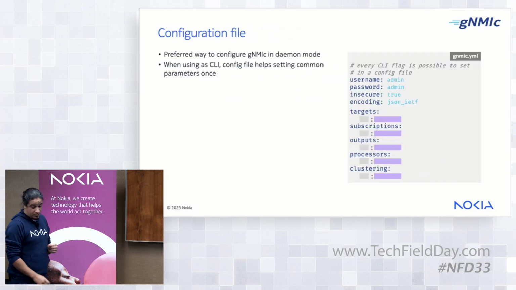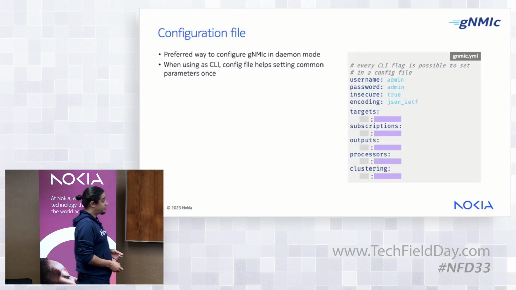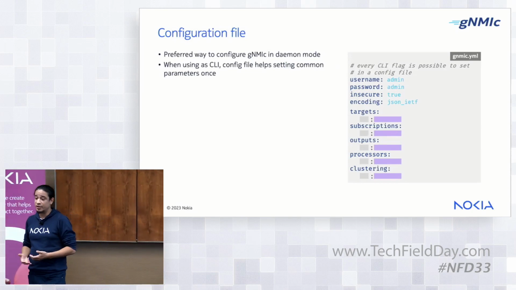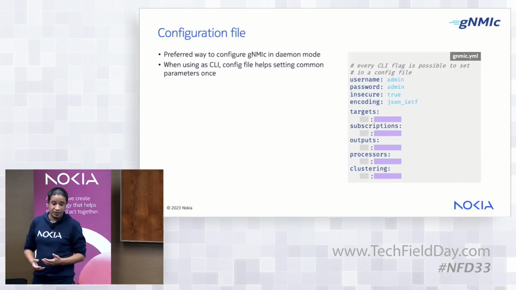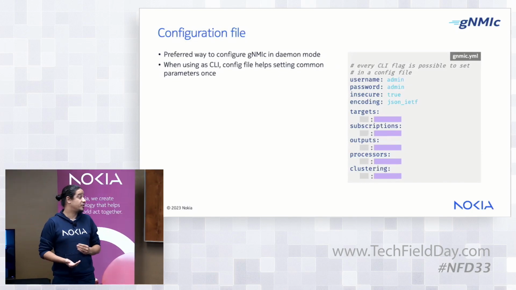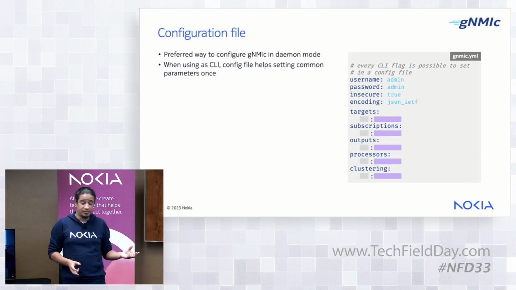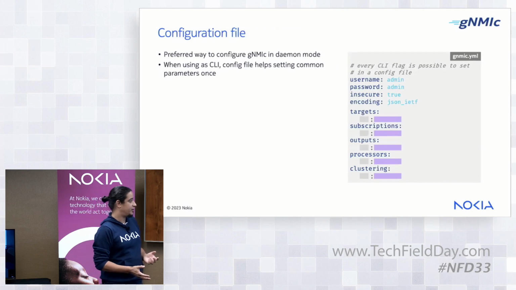Okay. So a bit more details on the configuration file. That's the preferred way to configure gNMIc when running in daemon mode. So if you're doing streaming telemetry and you want to run gNMIc as a daemon to collect metrics from different routers and write them to an output, say a TSDB, the configuration file is the preferred way.